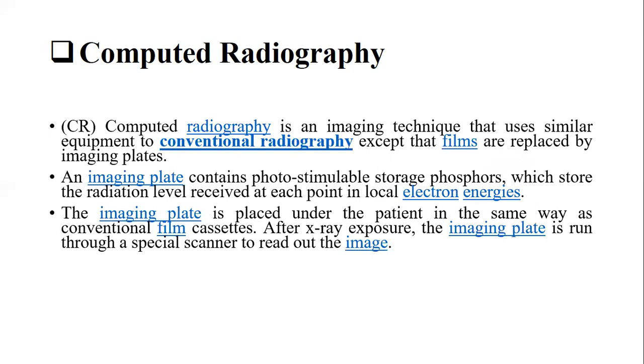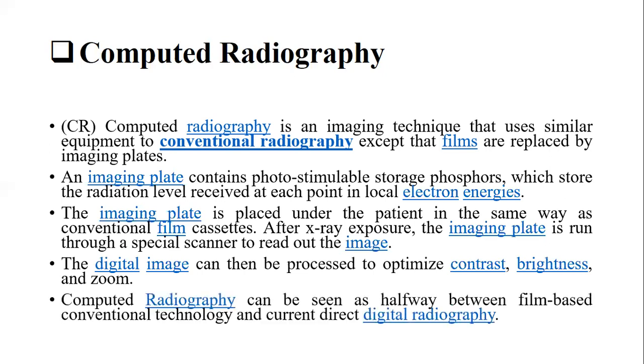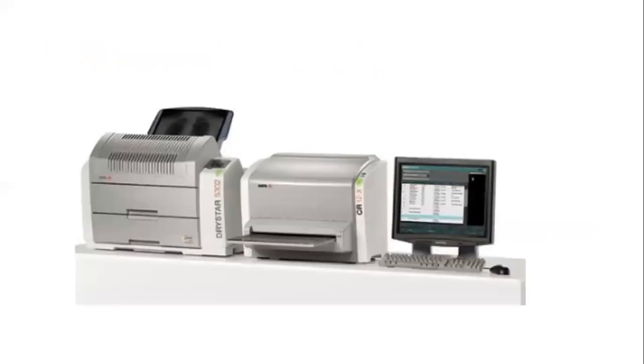After X-ray exposure, the imaging plate is run through a special scanner to read out the image. The digital image can then be processed to optimize the contrast, brightness, and zoom. It can be seen as halfway between film-based conventional radiography and current direct digital radiography. So this is an example of a CR system, including the scanner, printer, as well as monitor.